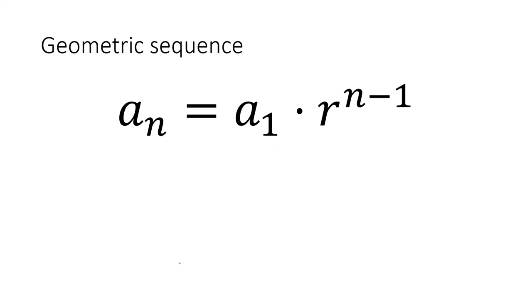For a geometric sequence, we have a sub n equals a sub 1 times r raised to the n minus 1. Again, n represents the position, a sub 1 represents the first term in our sequence, and the r here is known as the ratio. A geometric sequence is different than an arithmetic sequence because we're actually multiplying to get to the next term instead of adding.